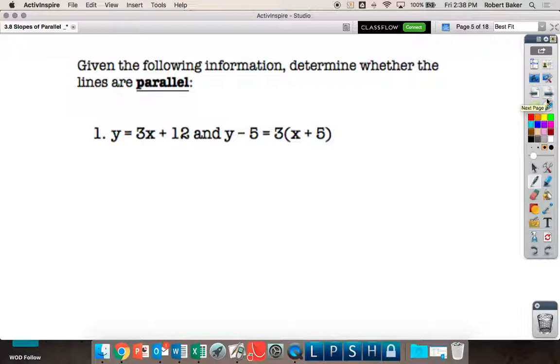Okay, what is the slope of this equation? 3. What is the slope of this equation? Also 3. So the answer to the question? Yes. The answer to the question is yes. Determine whether the lines are parallel. You can't say parallel. You have to answer it. Yes.